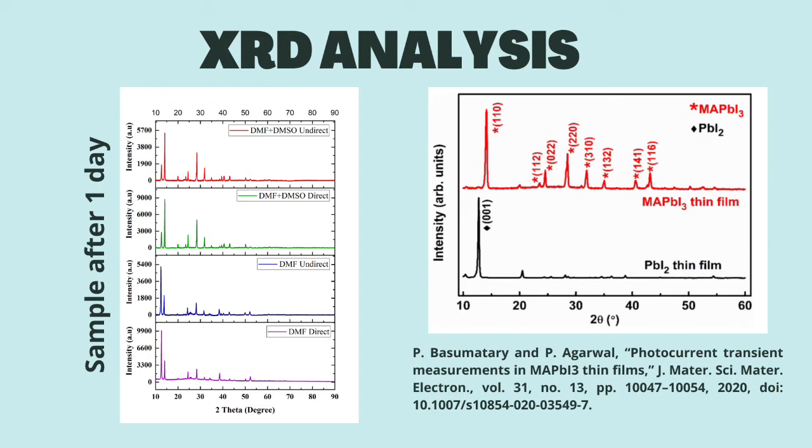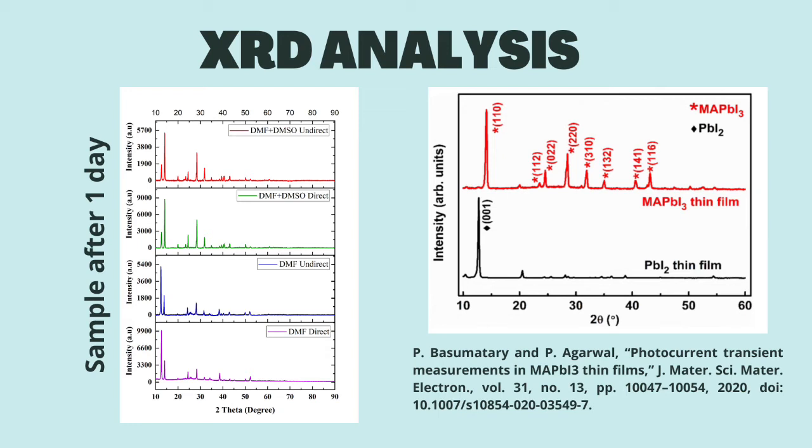As we can see at the right side of the slide, this is the XRD result for perovskite taken from a journal. If we make a comparison for DMF plus DMSO for indirect and direct with the graph from the journal, we can see the principal peaks of methyl ammonium lead iodide at 2 theta of 14.08 degrees, which is 110, 28.37, which is 220, and 31.81 degrees, which is 310. These 3 peaks confirm the complete formation of methyl ammonium lead iodide perovskite film prepared using the 2-step method described before.